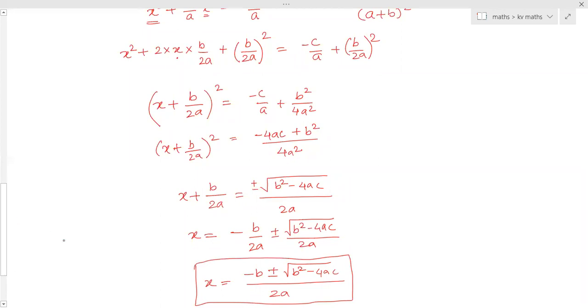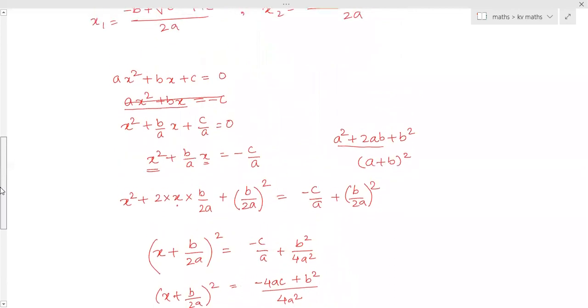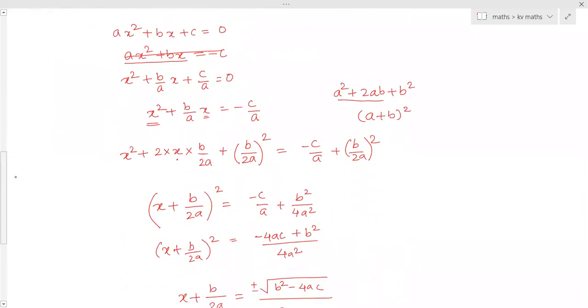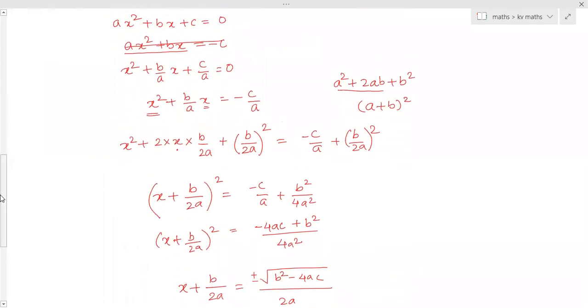Yes, ma'am. Everyone, is that clear? Yes, ma'am. From where we got this equation? So this is actually called as completing square method. Want to write it down? Write down.